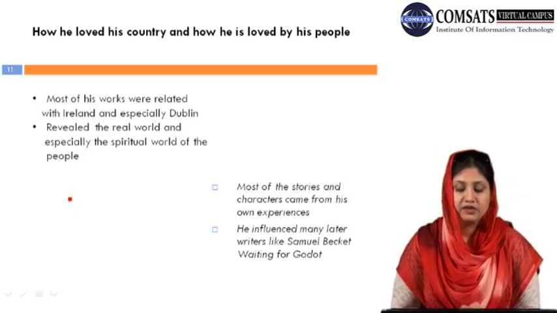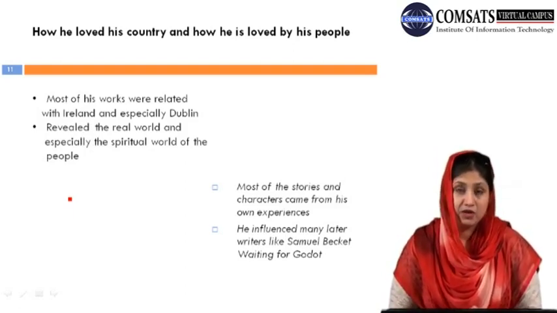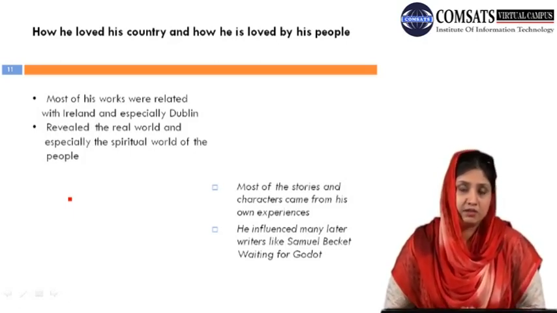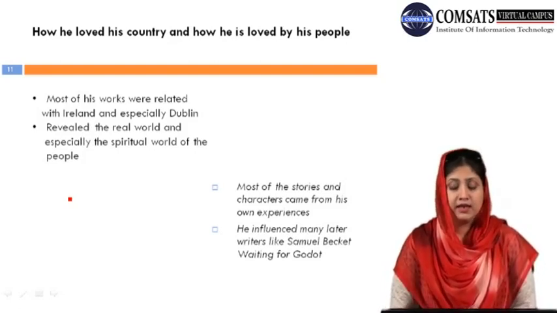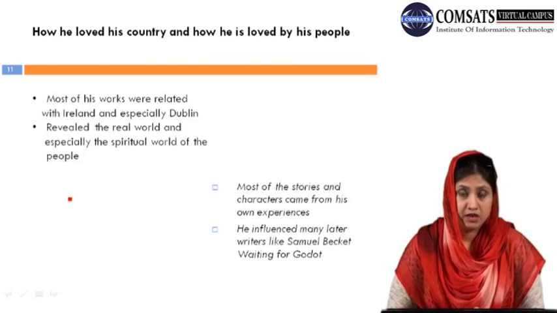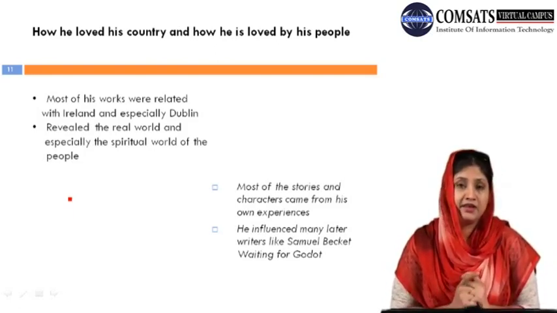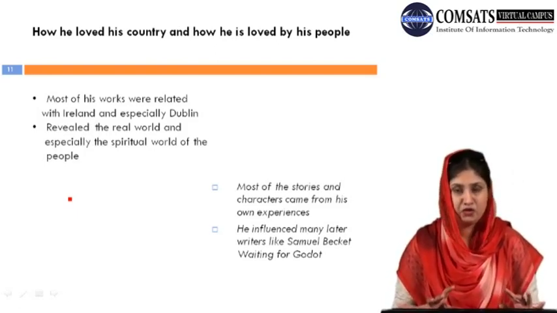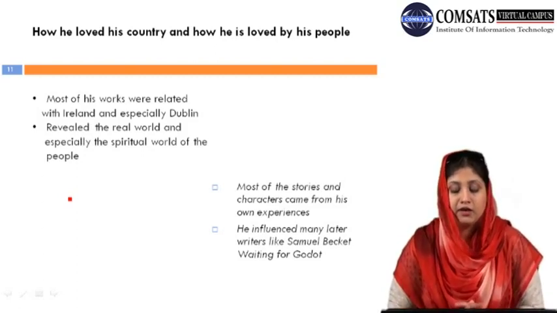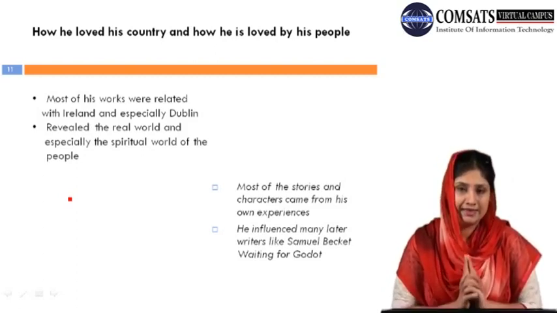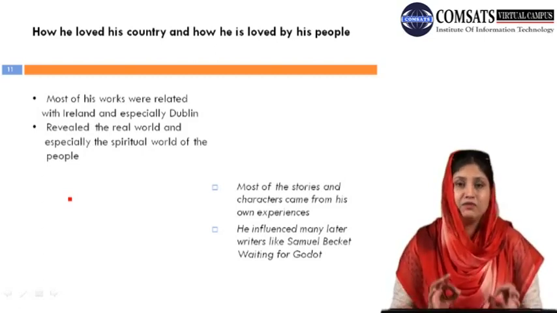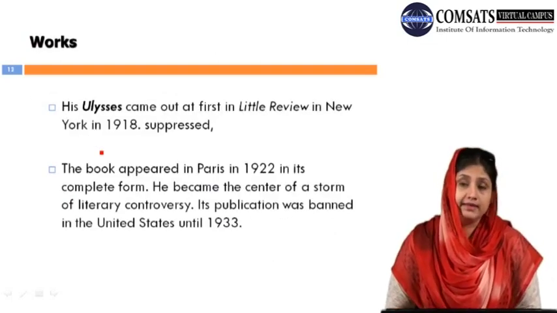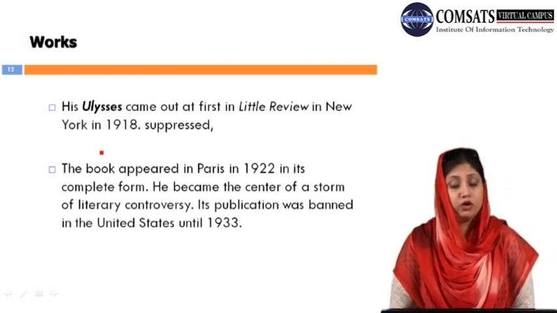He influenced many later writers like Samuel Beckett, Waiting for Godot. You would be able to recall one of the dramas that we studied in modern drama, probably in second semester, Waiting for Godot, written by Samuel Beckett, an existentialist writer, a writer of realism, who bluntly portrays the real picture of society. And knowing that Samuel Beckett's writings are influenced by James Joyce, it gives you an idea how realistic his work can be. So let us now discuss his works one by one, although very precisely.